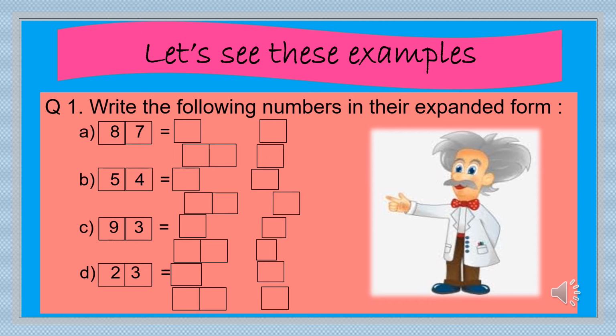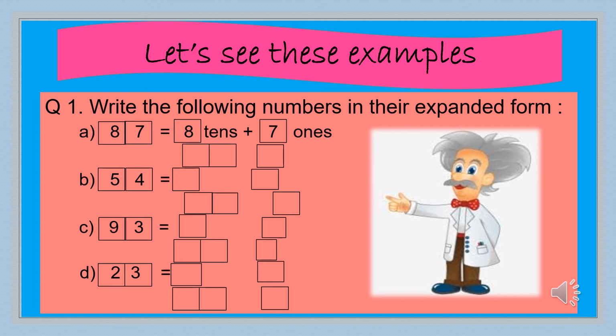Okay children, now let's see these examples. Question number 1, write the following numbers in their expanded form, and A part is number 87 is given to you. You have to write its expanded form. Now it is very easy. When you have understood how to write the expanded form, now it is very easy to write it. What will it be children? You can see at tens place you have 8. So it will have 8 tens, and at ones place it has 7. So it will have 7 ones.